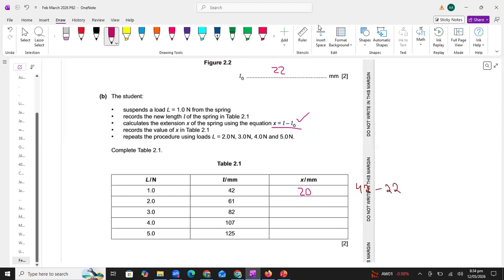Now for the next step, 61 minus 22. Students, I'm still waiting for your response. We have to complete this table.